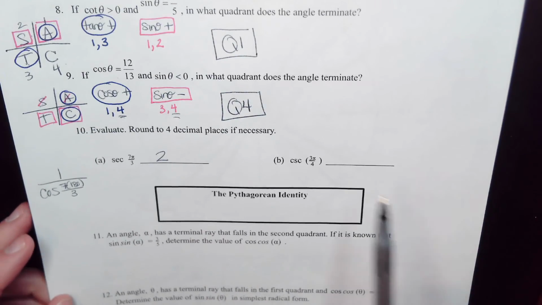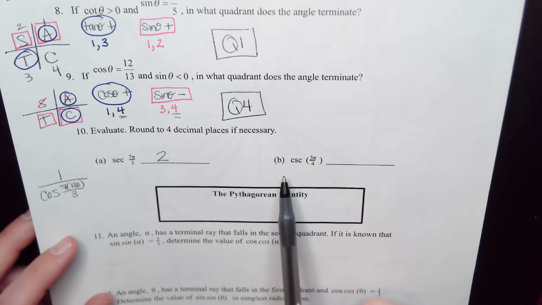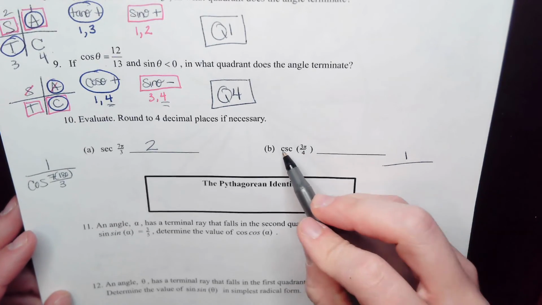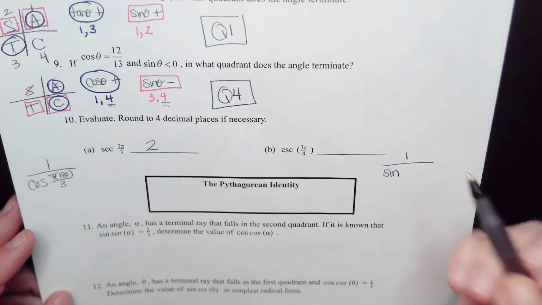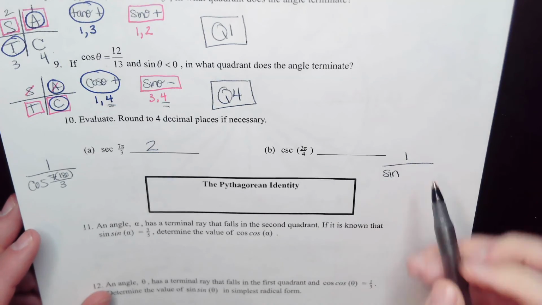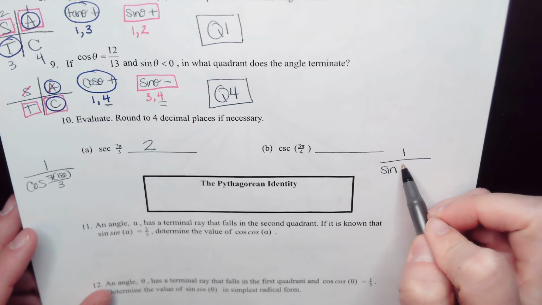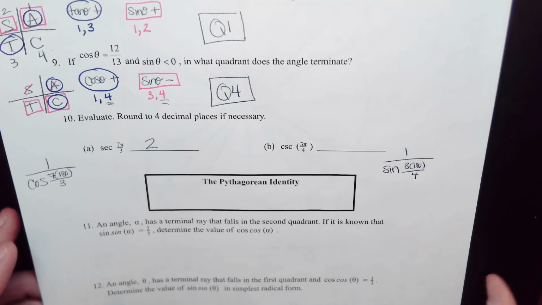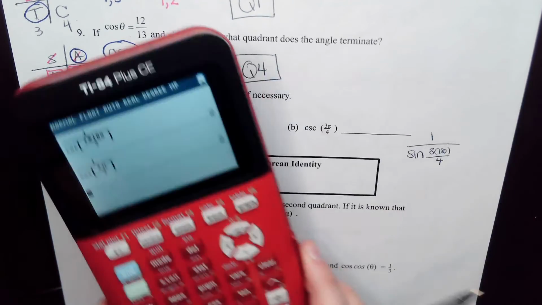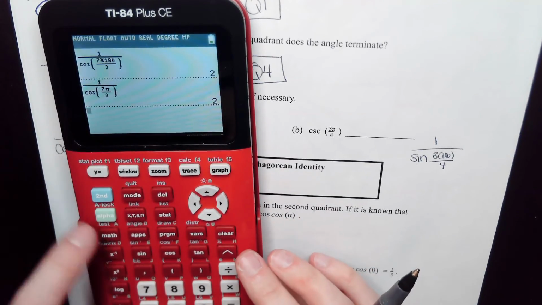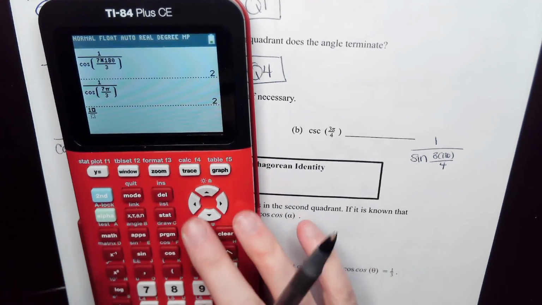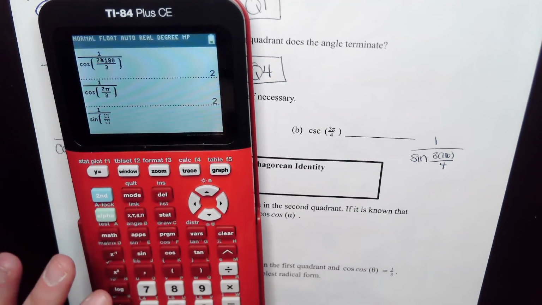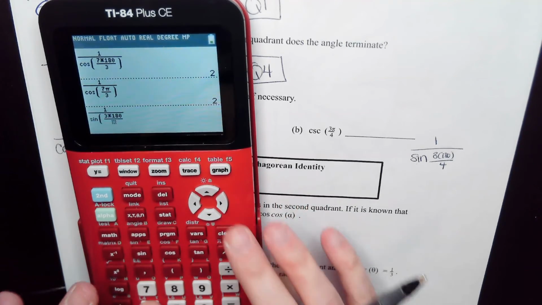Okay, pause the video and try letter B, which is the cosecant of 3 pi over 4. All right, so for that one, cosecant is the reciprocal of sine. We don't have a cosecant button, which is why we need to do this. So now we do 1 over sine of 3 times 180 over 4. So remember to convert 3 pi over 4 to degrees. We know pi radians is equal to 180 degrees. And then I'm going to do alpha y equals, type in 1 over sine of alpha y equals 3 times 180 over 4.